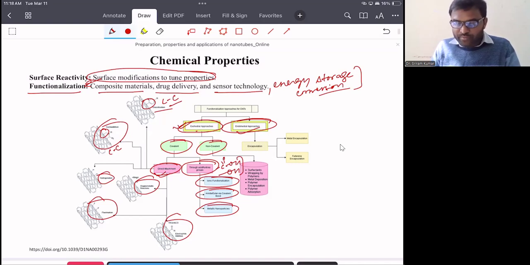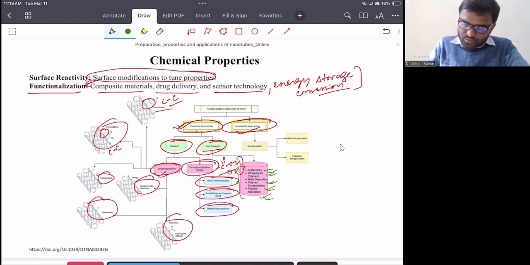And in the other kind of exohedral approach, we can use non-covalent bonding. So in non-covalent bonding, we have different approaches. Either we can use surfactants, maybe we can use polymers, maybe we can use metal depositions on the CNT, maybe polymer encapsulation or polymer absorption. We have CNT, and we can physically absorb either polymers or surfactants to modify the surface of CNT. So these are the non-covalent bonding approaches.